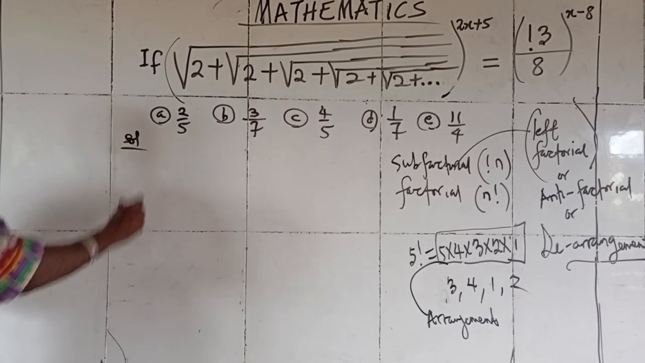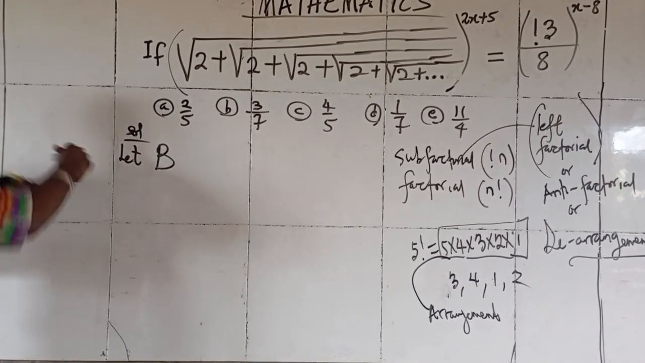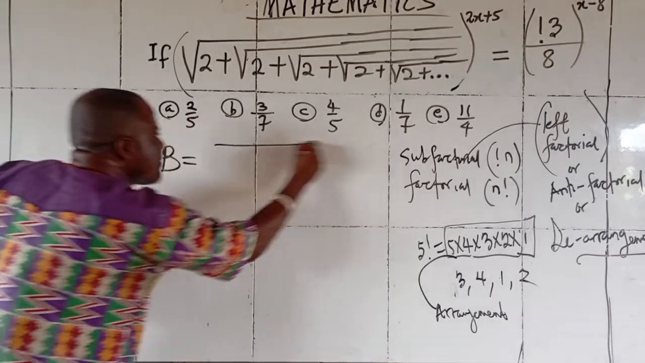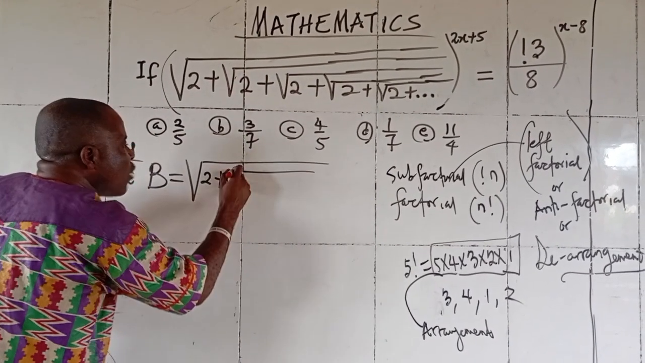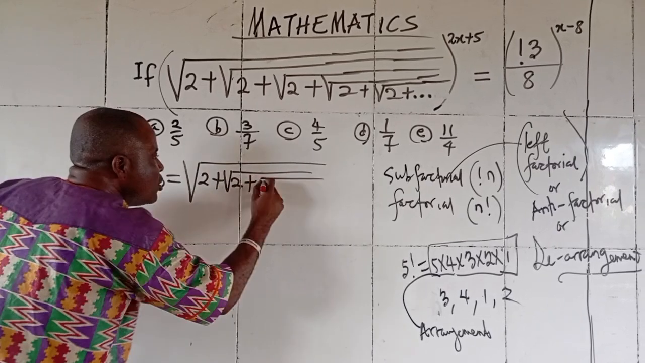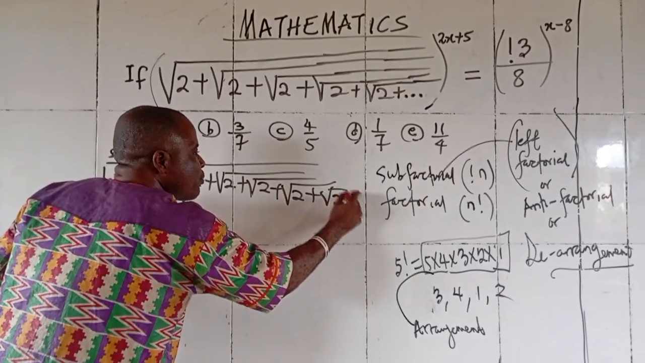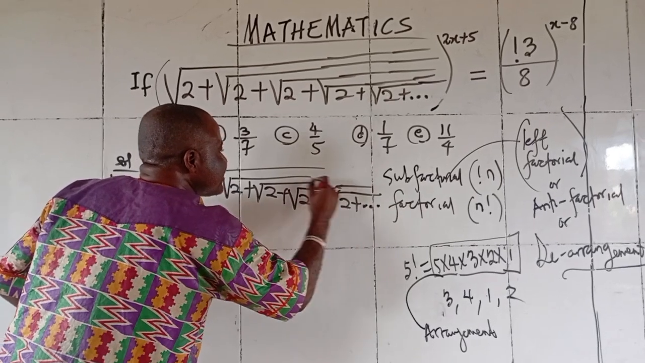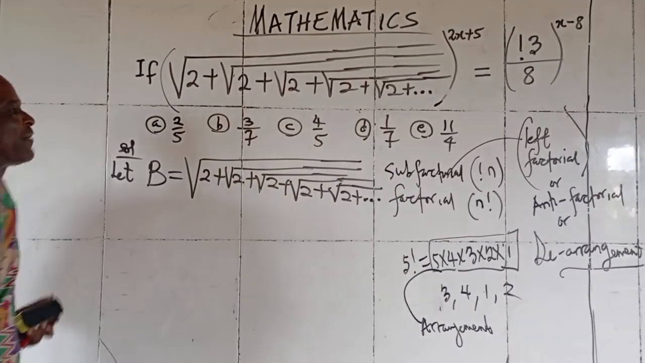I solve now. Solution. The first thing to do, I'll say let B, or any letter of my choice, be all the question on the board. Root 2. The radicals, root 2 plus another root 2 plus another root 2 plus dot dot. This is what we have to do first. I'm solving inside the bracket first.